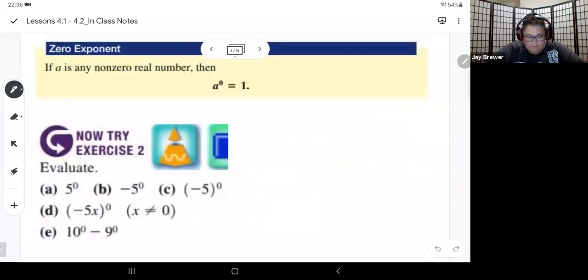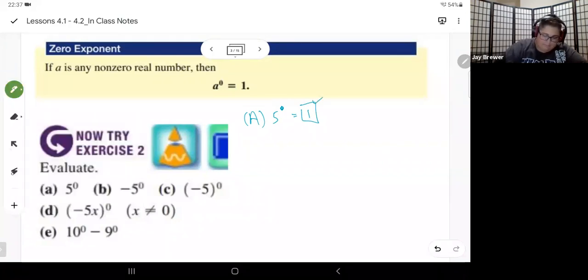All right. So what we're going to look at now is the zero exponent rule. If a is any non-zero real number, then a to the 0 is equal to 1, always. So what we have here is you have to be careful of your parentheses, okay? So A says 5 to the 0. Well, that is 1.